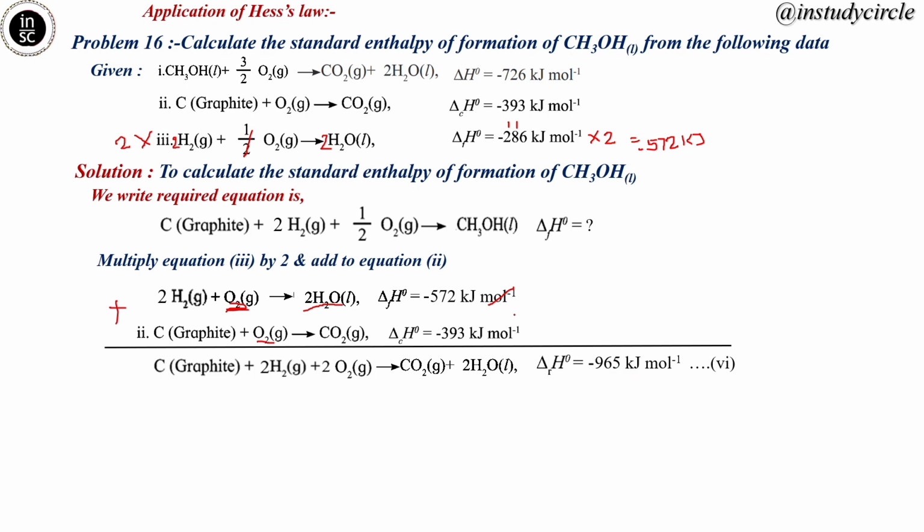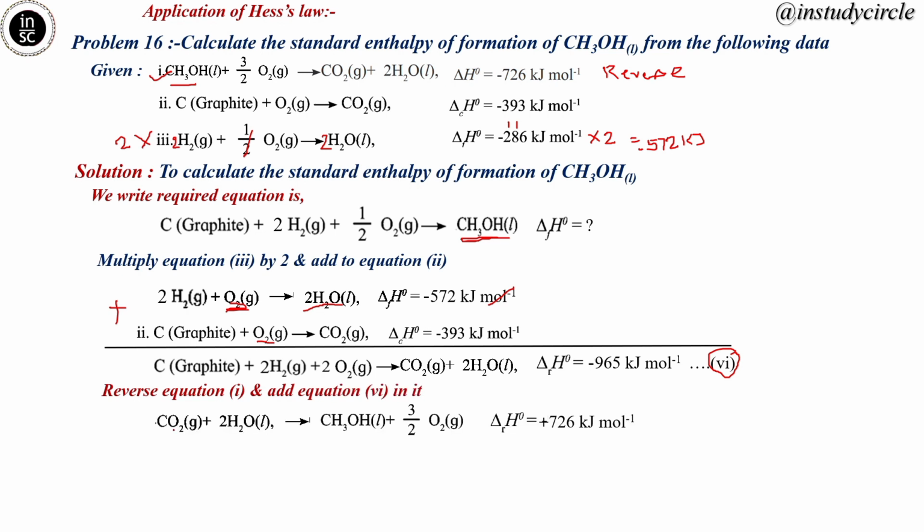kilojoules. Now look at the required equation. In this equation the methyl alcohol is present at the product side, but in equation number 1 it is present at the reactant side. So reverse equation number 1 and add it to equation number 4. So equation number 1 becomes: 1 mole of carbon dioxide gas plus 2 moles of water react together and they produce 1 mole of methyl alcohol plus 3/2 moles of oxygen, and the standard enthalpy of this reaction is plus 726 kilojoules per mole.